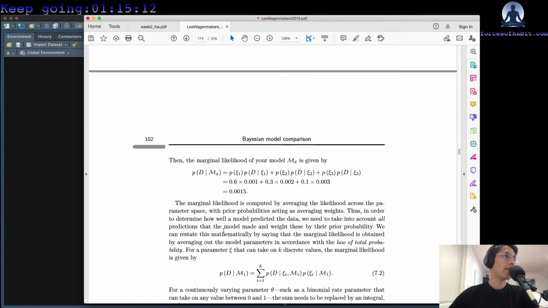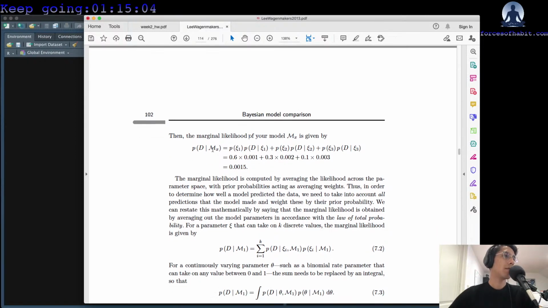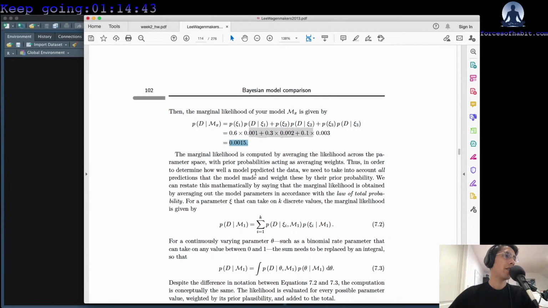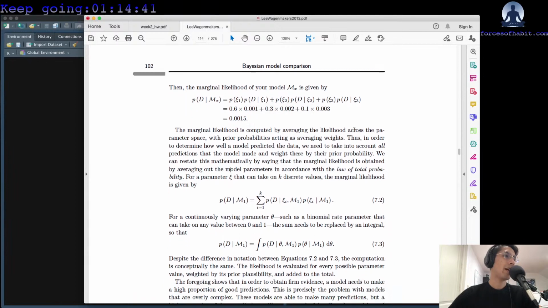And so then we can calculate the evidence for this particular model. This is going to be the denominator. It's going to be equivalent to the sum of each of these likelihoods multiplied by their priors, which ends up being this value. So it's computed by averaging the likelihoods across the parameter space with probabilities acting as average weightings.